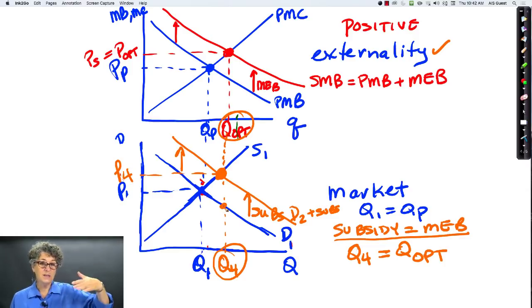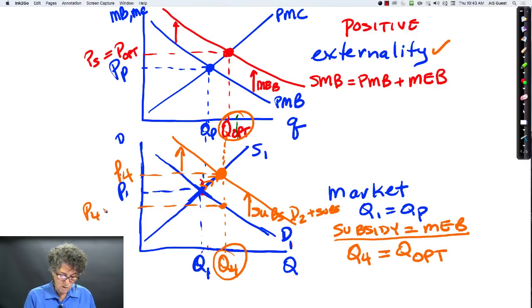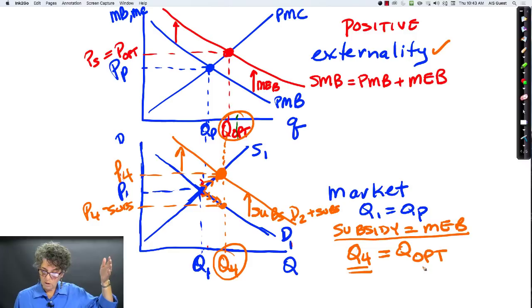That higher price induces the sellers to increase the quantity that they are producing. The net price to the buyers, though, is P4 minus the subsidy. And the fact that P4 minus the subsidy is less than the price P1 is what induces the buyers to purchase a greater amount of this product, which is what moves us to the market equilibrium quantity Q4, which is equal to the socially optimal quantity.